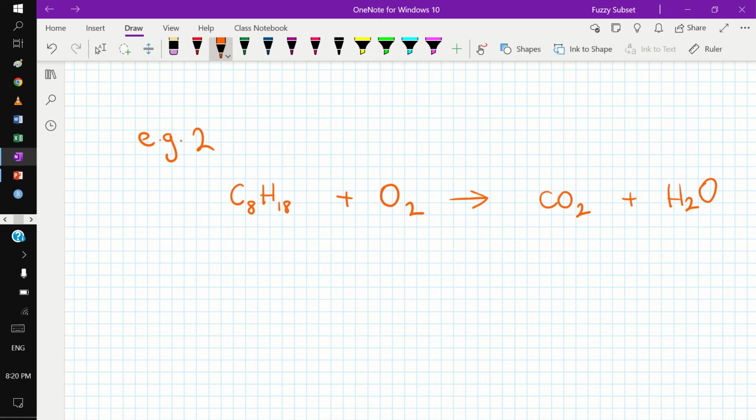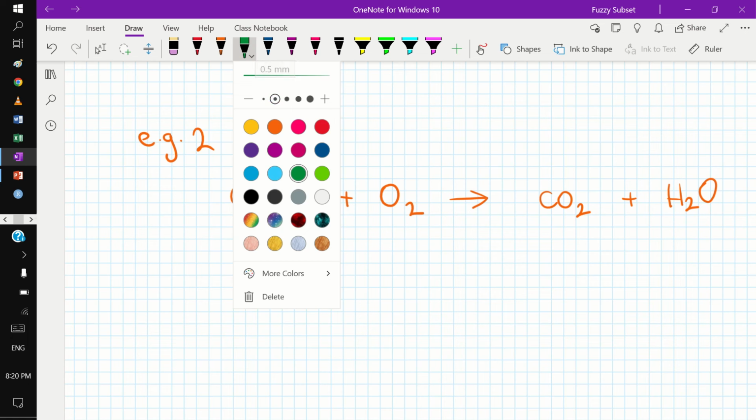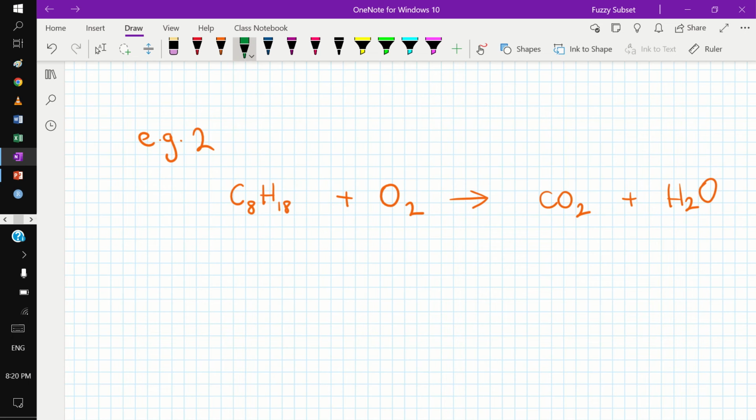Okay, so that's the first step done. The second step is to balance everything except C, H and O. Again, we don't have anything except for C, H and O, so we'll go straight to step 3, which is to balance C, H and O, starting with C. We want to go in alphabetical order. So again, I'm going to do a little table down the middle because I find that helps people.